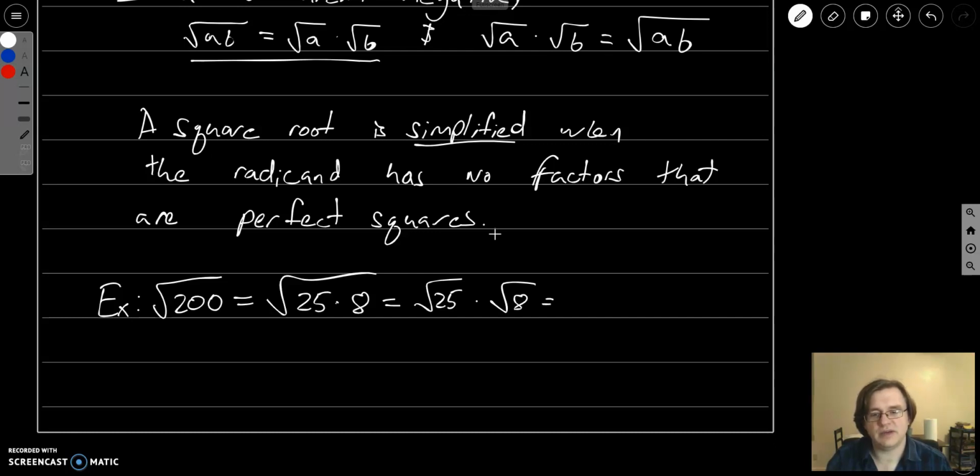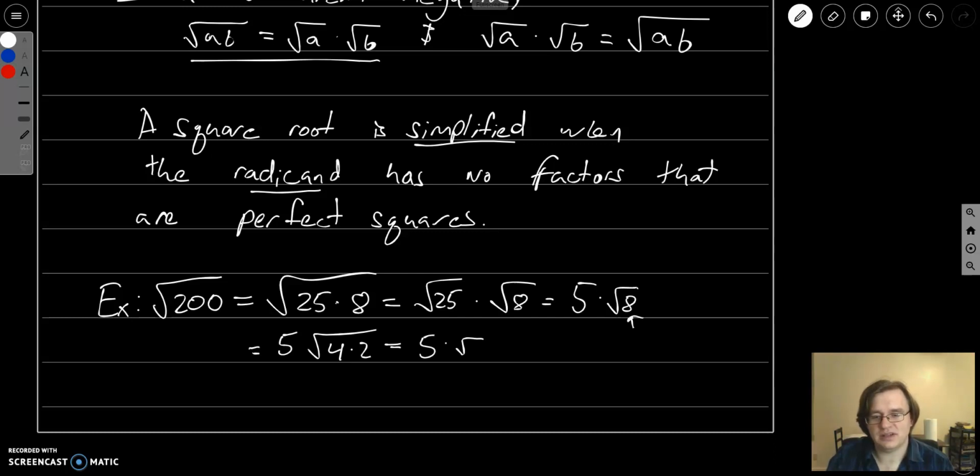This I can simplify a little bit. This is just going to be 5 times the square root of 8. And then from here, I look at 8 and I go, well, 8's not a perfect square, but it is divisible by 4, which is a perfect square. So I just keep going, and I keep breaking apart what's called the radicand. The radicand is the part that's underneath the radical sign. So 8 here is my radicand, and I'll break that into 4 and 2.